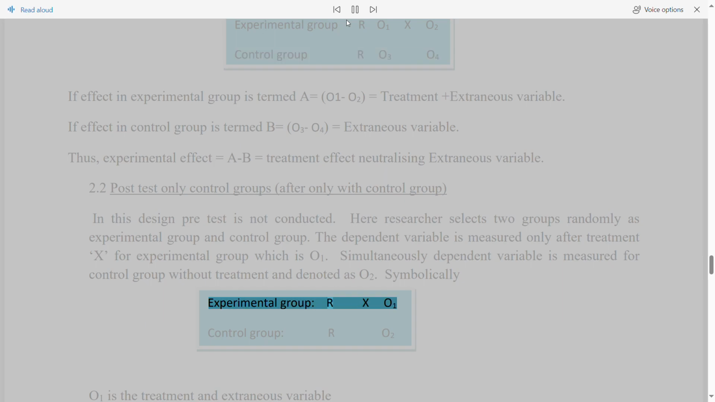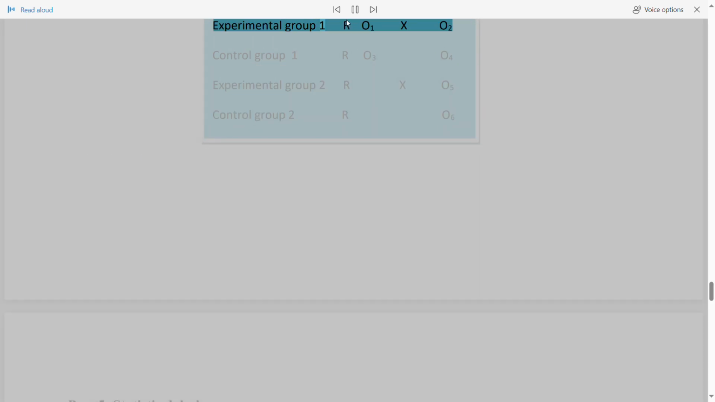Experimental group R X O1, control group R O2. Experimental group 1 R O1 X O2, control group 1 R O3 O4. Experimental group 2 R X O5, control group 2 R O6.